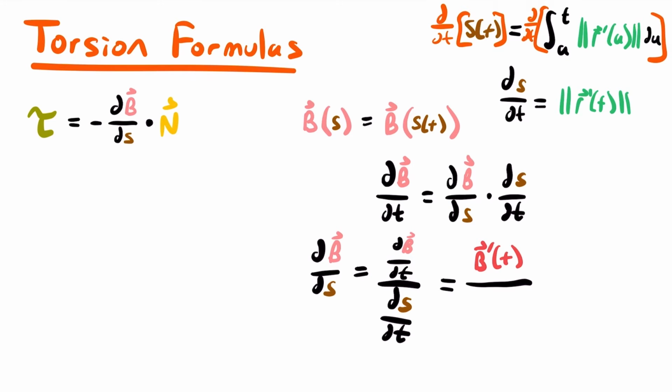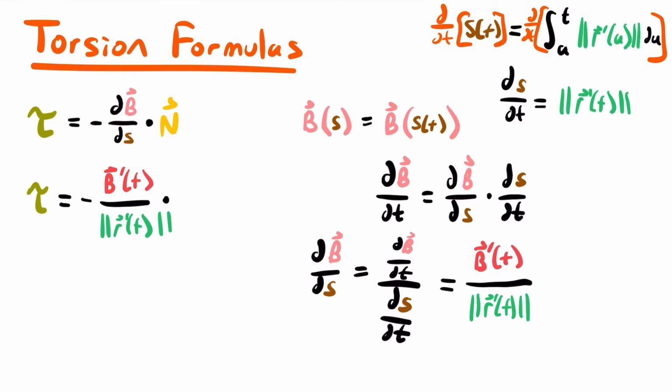All right, so down here in the denominator, we have the magnitude of r prime of t. Okay, so now we have an expression in terms of t that represents dB ds, and so we can replace that in our torsion definition, and we get this. The torsion is equal to the negative derivative of the unit binormal vector, B prime of t, divided by the magnitude of r prime of t, and then you're taking the dot product with the unit normal vector, which now you could just write in terms of t instead of in terms of s, as it would have been before. All right, up here, it would be in terms of s, but if you just find the unit normal vector in terms of t, then you can use this formula instead.